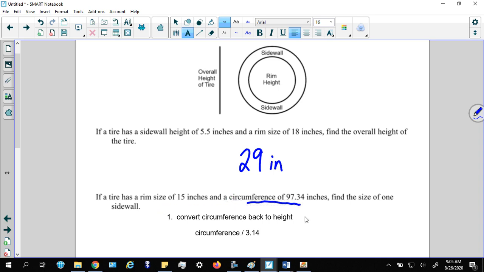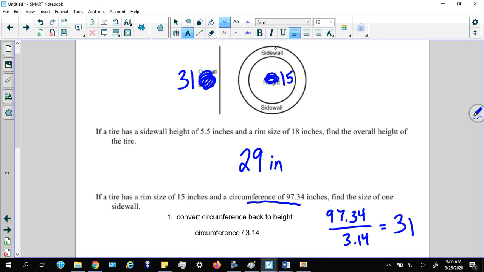So my very first step would be 97.34 divided by 3.14, and you get an overall height of 31. Now I'm going to use this picture right here. So the overall height ends up being 31. Now it says the tire has a rim size of 15. So the rim size is 15.